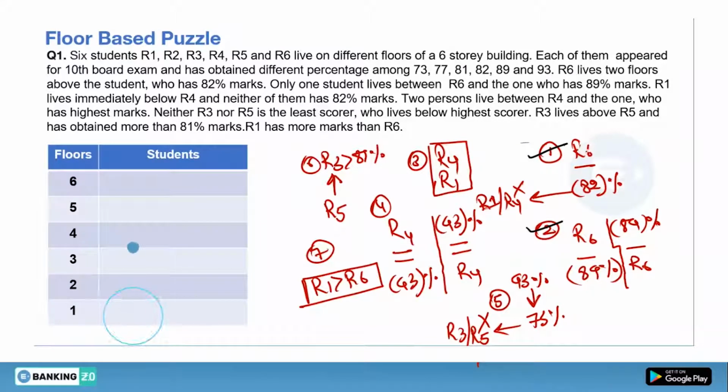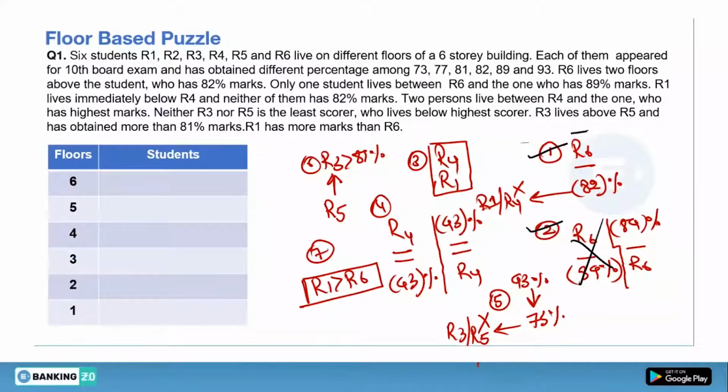So if I pick hint number 1, our R6 and 82% is fixed, and between R6 and 89% there is a gap of 1 floor. So 89% below R6 can come and 89% above R6 can come. But if I fix hint number 1, 89% cannot come just below R6 because there is a gap of 1 floor. So this possibility is eliminated.